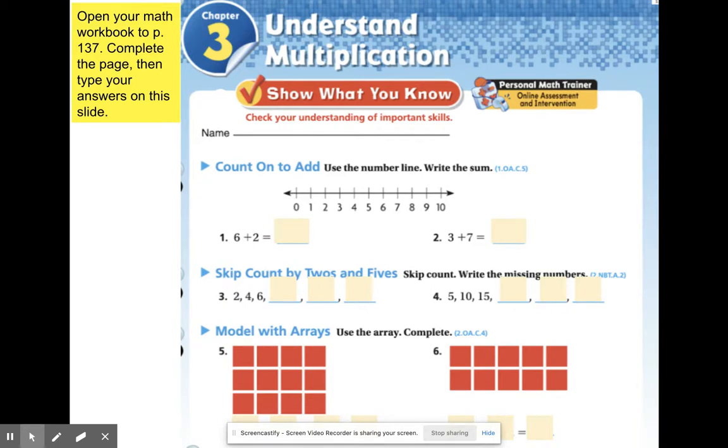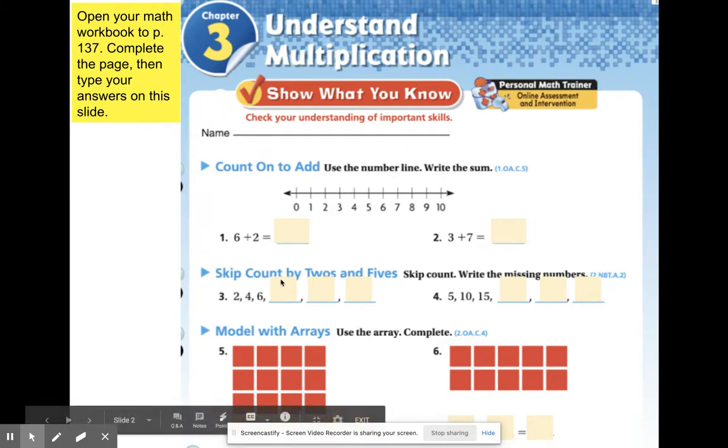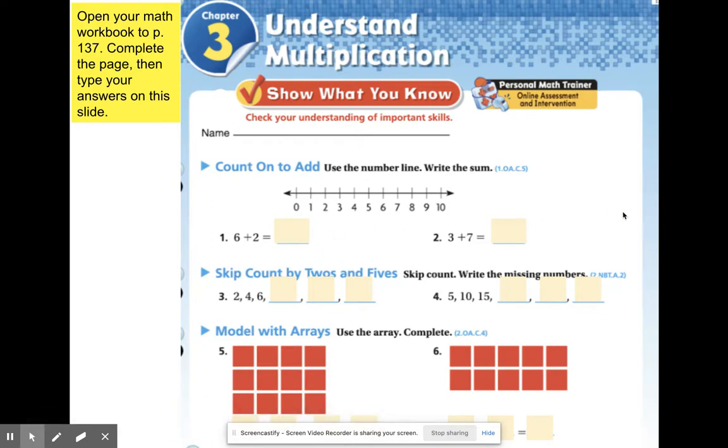So, what I'd like you to do today is open your math workbook to page 137. You can do your work on the page so that you can write anything you need to on the page, and then type your answers in these boxes. Okay, so if you need to, for numbers 1 and 2, if you want to skip count on the number line and draw your lines, you can. Just make sure that you double click inside the box to type your answers.